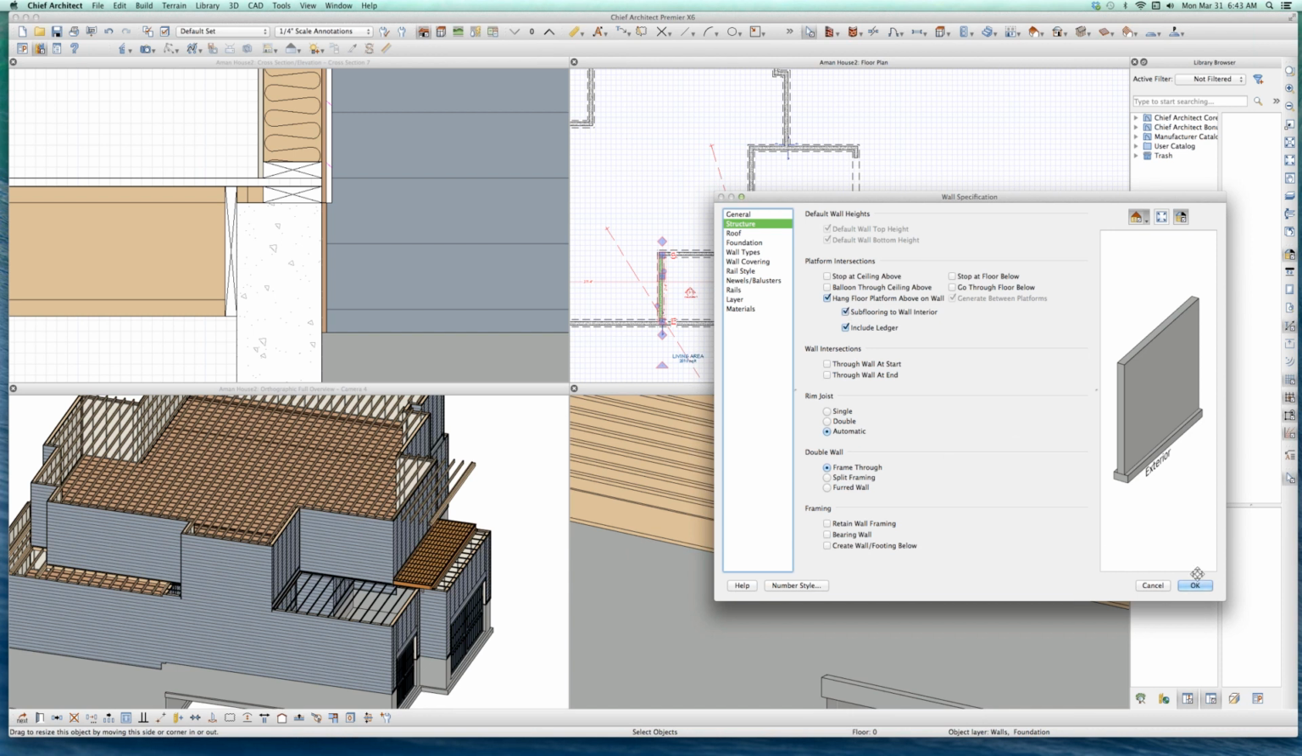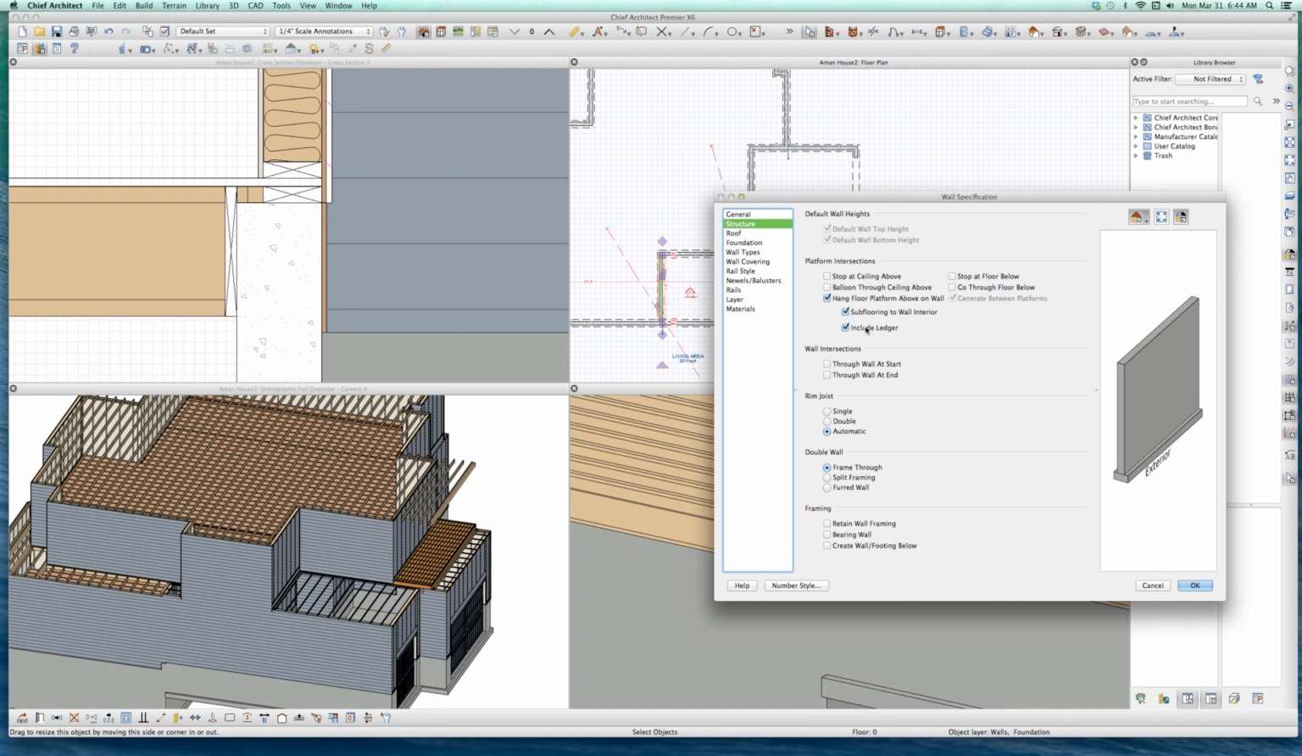Let's do this. That's subflooring to wall interior. Now what will happen? I think this whole stem wall will go up the thickness of your plywood. I think that's what's going to happen. No, I think what's going to happen is this concrete right here will go up to the top of the plywood. Stem wall will go up to the top of the plywood. Let's just see what happens, okay?